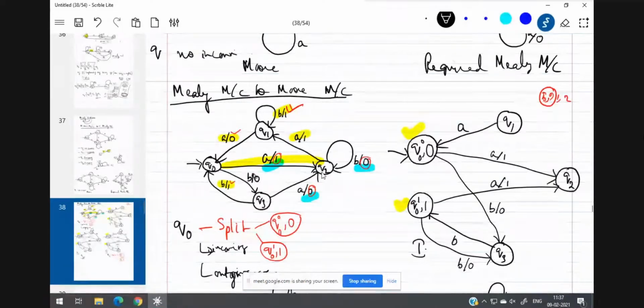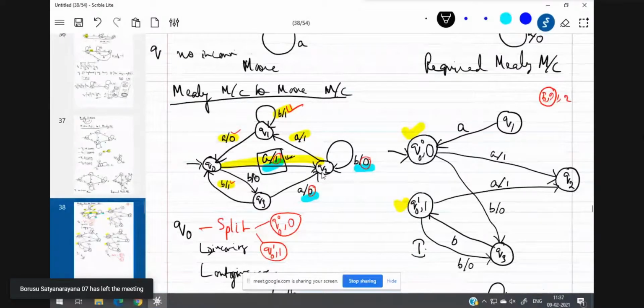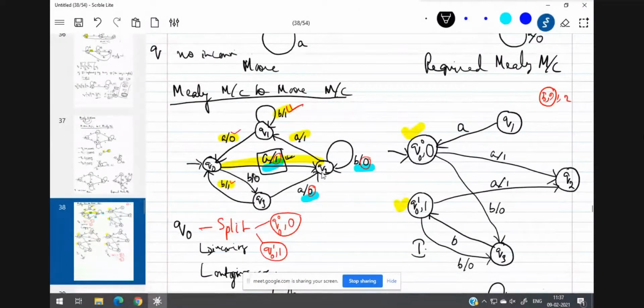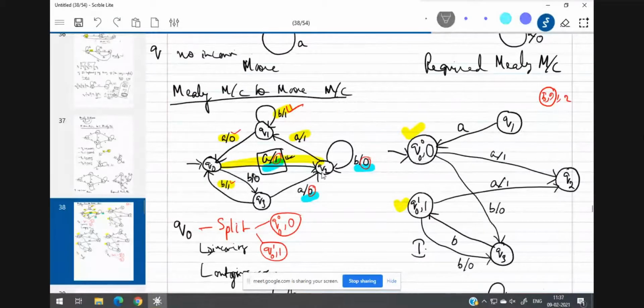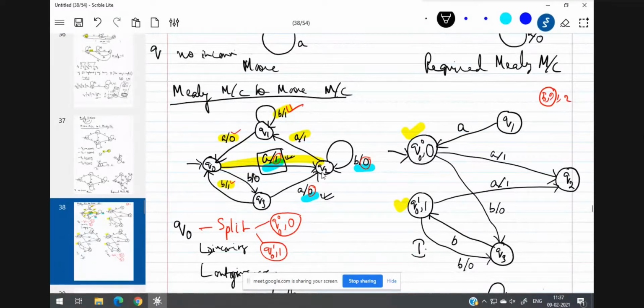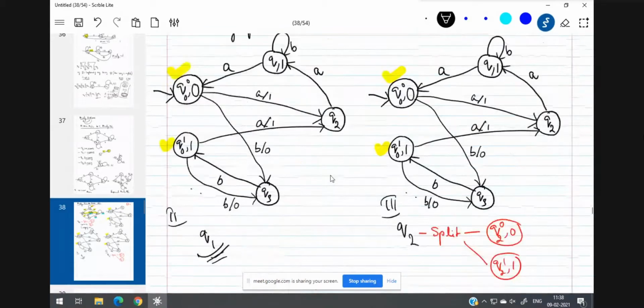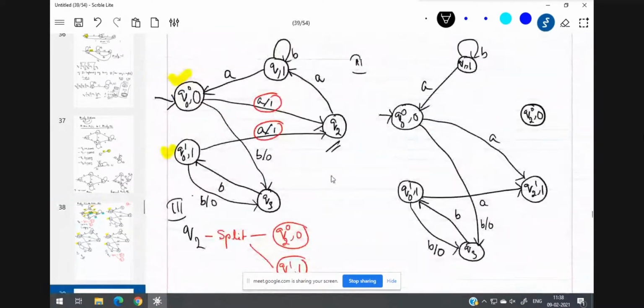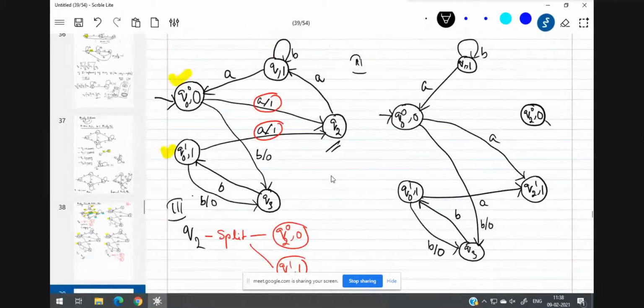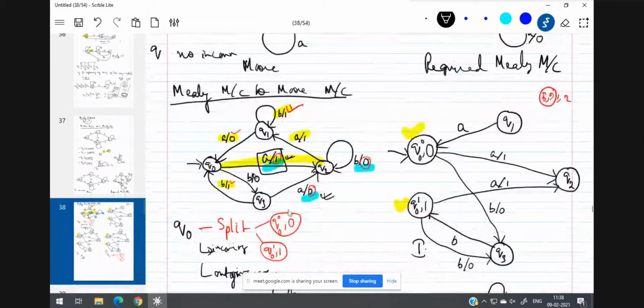From this original, I have solved this A by 1. Now what about the remaining one? The remaining incoming arc from Q3 towards Q2, right? From Q3 towards Q2 this is the arc, and the output associated with this one is 0. Hence, what I need to do is from Q3 to this with A, because the output associated with this one is 0, hence Q3 to the split part of Q2 with output 0.